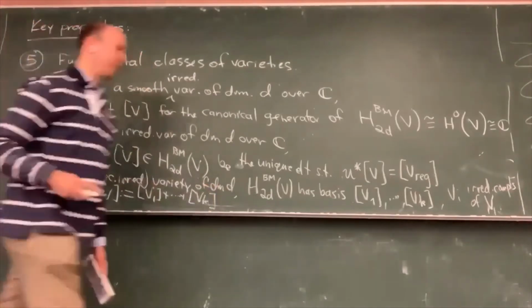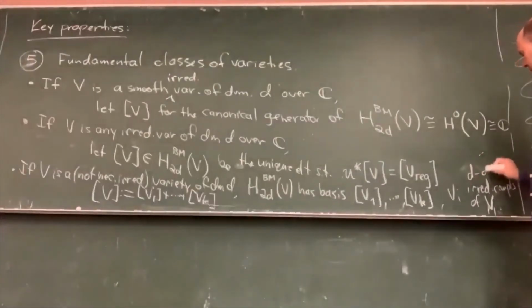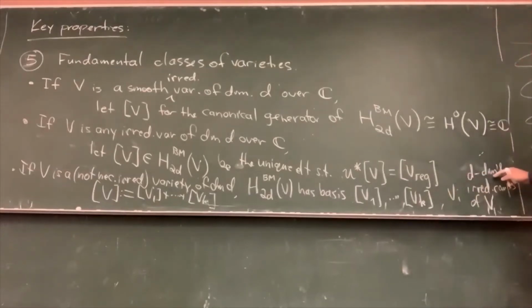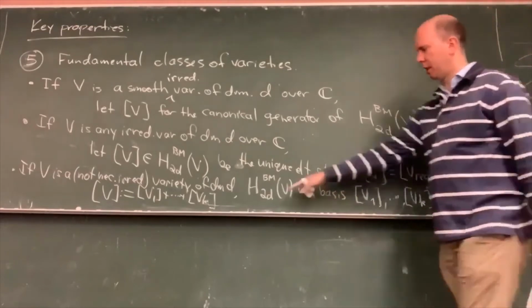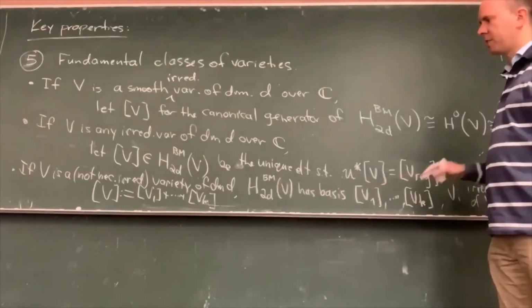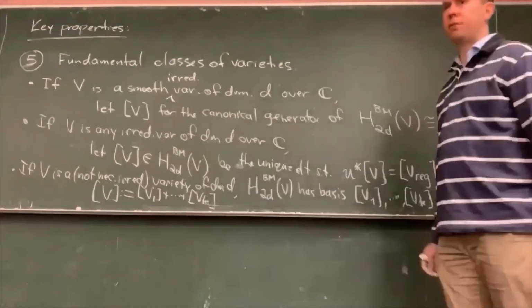I made a little mistake. It's not all the irreducible components, it's just the D-dimensional ones. Of course, in general, you could have irreducible components of various different dimensions. So it's just the ones which are the maximum dimension whose fundamental classes land in the right degree of Borel-Moore homology. So it's just those ones that give you that basis. And then the sum of those basis elements is what you define to be the fundamental class of V.